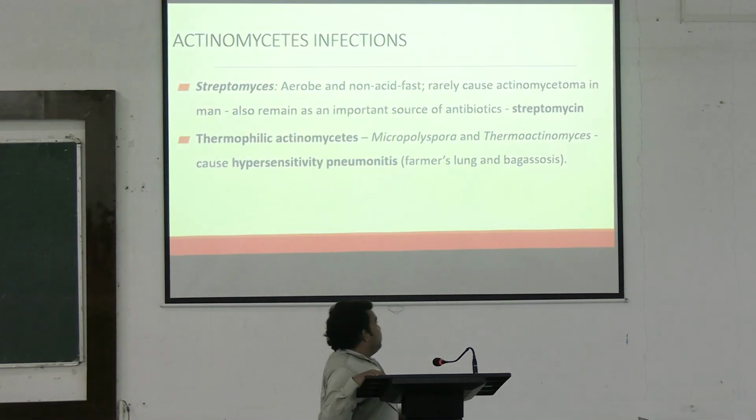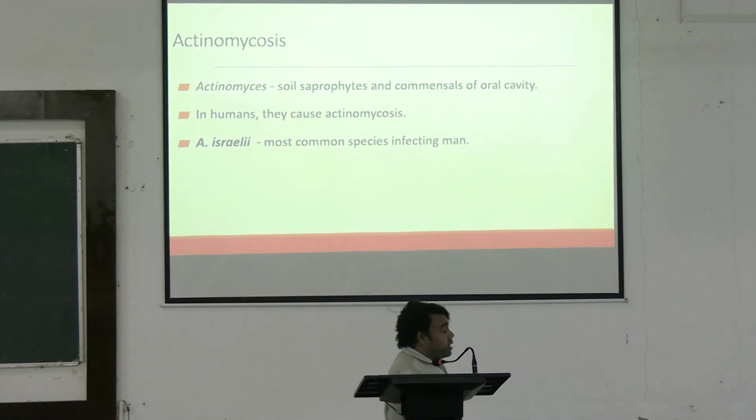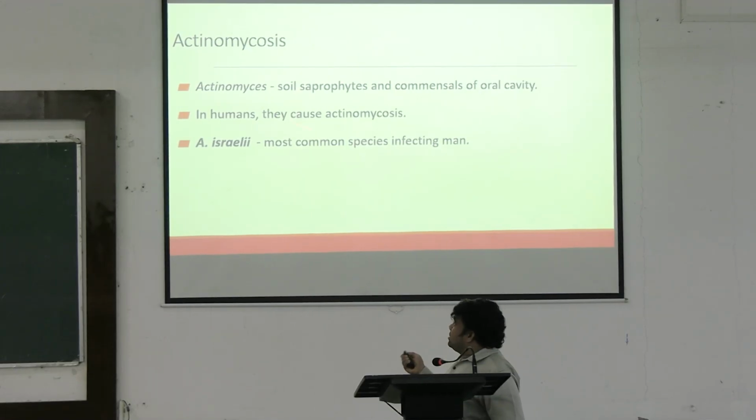Now, let us look at the various presentations. Don't get confused: Streptomyces is also a bacterium in this group, from which streptomycin is derived. Now, coming to actinomycosis. Actinomycosis is caused by Actinomyces, as the name suggests, and this is a soil saprophyte. The most common species which cause human infections is Actinomyces israelii.